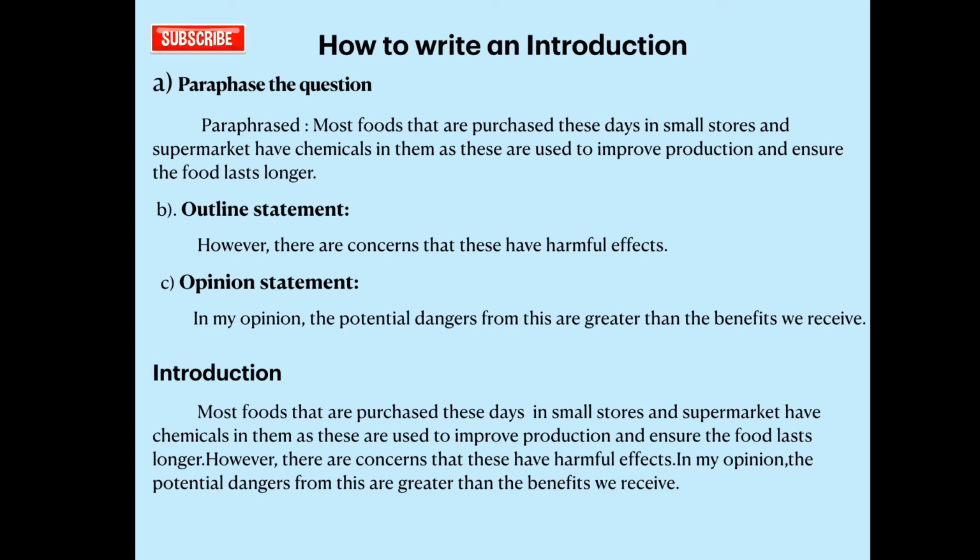So that can be written in the outline statement. What is written here? However, there are concerns that these have harmful effects. So that means here disadvantages are more than advantages. Now the third sentence is the opinion statement. Is it clear? In the opinion statement, you have to state your opinion and tell whether disadvantages overweigh advantages or advantages overweigh disadvantages. So you need to express your opinion.